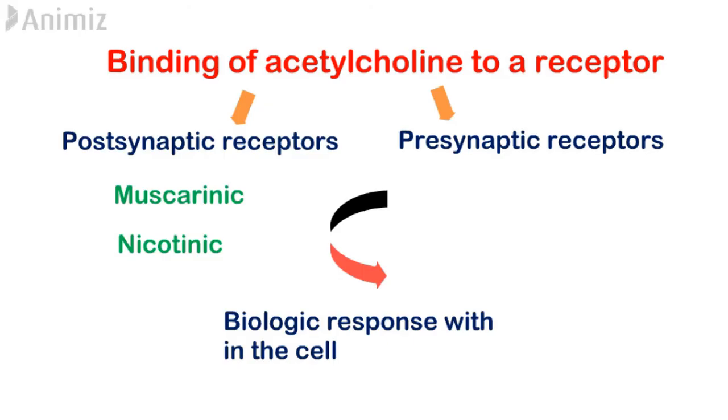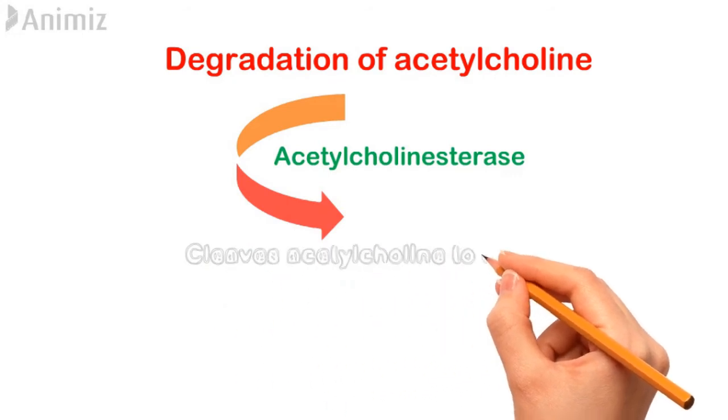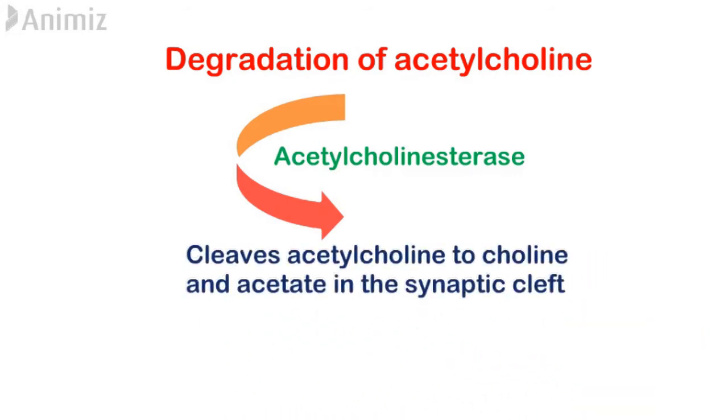(5) Degradation of the neurotransmitter in the synaptic cleft, that is, the space between the nerve endings and adjacent receptors located on nerves or effector organs. The signal at the postjunctional effector site is rapidly terminated because acetylcholinesterase cleaves acetylcholine to choline and acetate in the synaptic cleft.